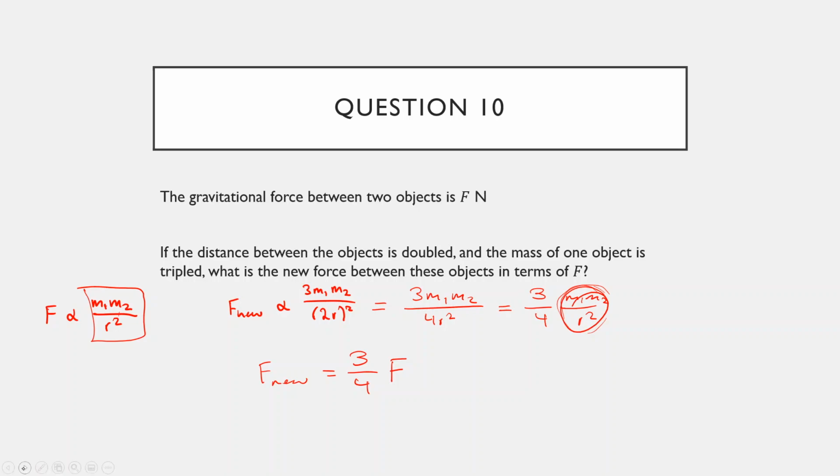So that's how we deal with these kinds of proportionality questions. If you're modifying one or more variables in your calculation of the force, you can just do it like that. Try and rewrite this new fraction after you've modified the values in terms of the old fraction multiplied by some number, and that will tell you the factor by which your old force has changed into the new one.